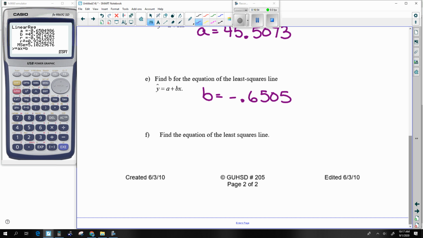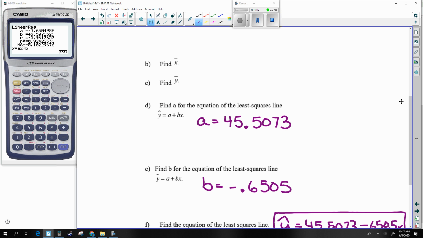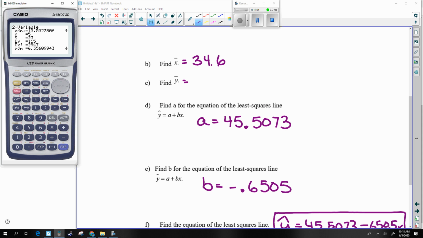That means this formula at the very end is going to be y hat is equal to 45.5073 minus 0.6505x. And then for the x bar and y bar, what I can do is hit exit, and I can go calc 2 var. So I see x bar should be equal to 34.6, and y bar is going to be equal to 23. Boom, drop the mic.